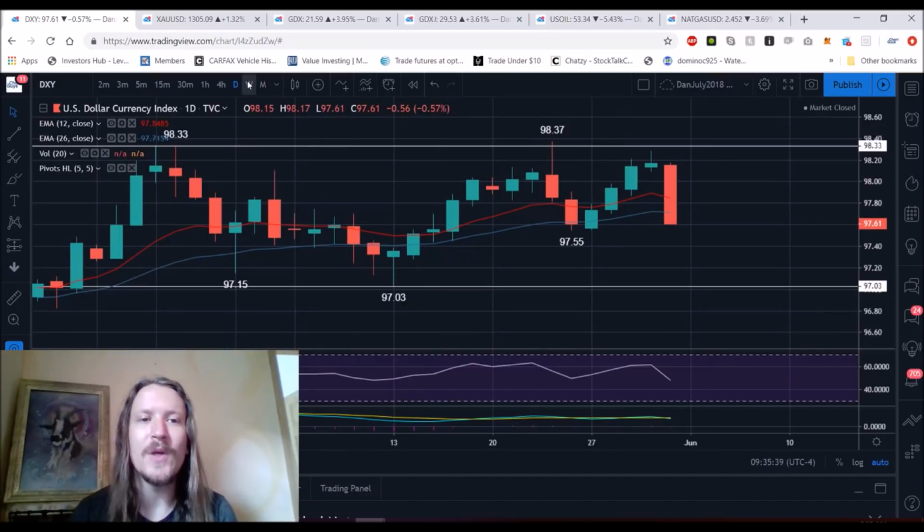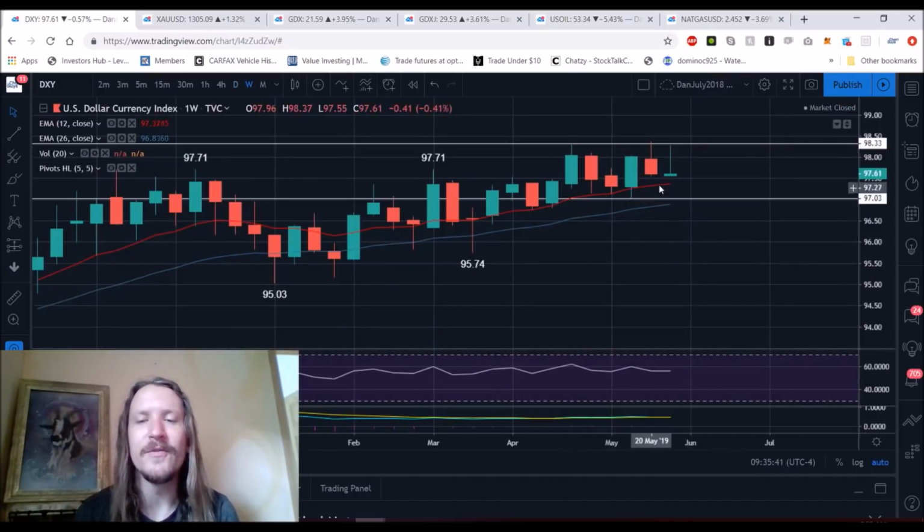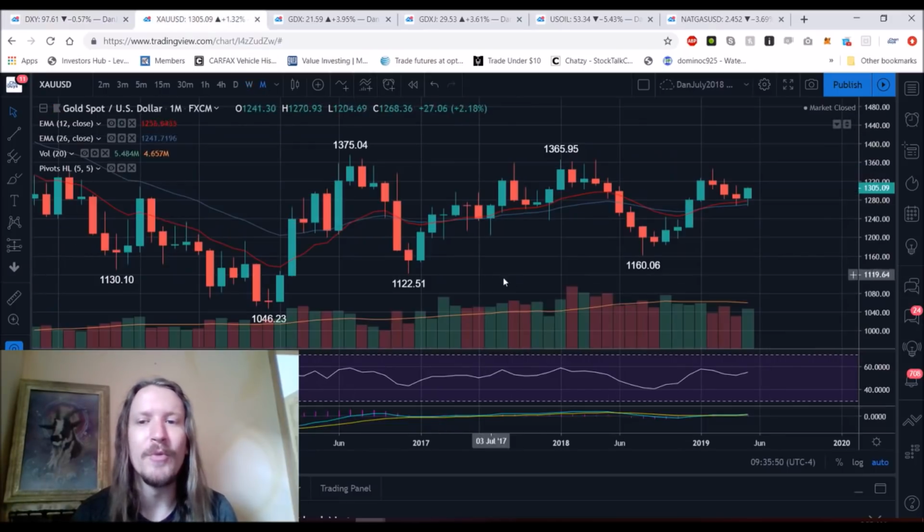So we're continuing to watch the weekly time frame. That's the most clear for me short term. And as long as 97.03 holds, the bulls keep the uptrend and they're just fine. But if that level does break, it'll be very notable for the gold bulls.